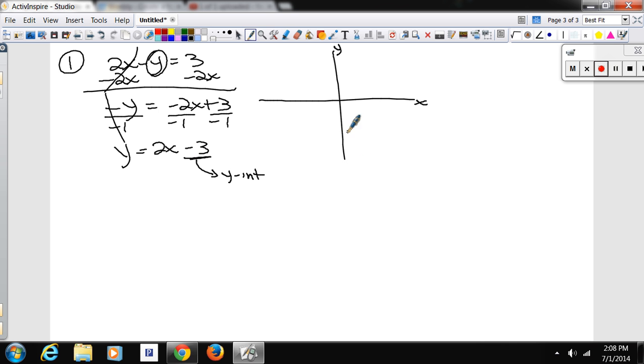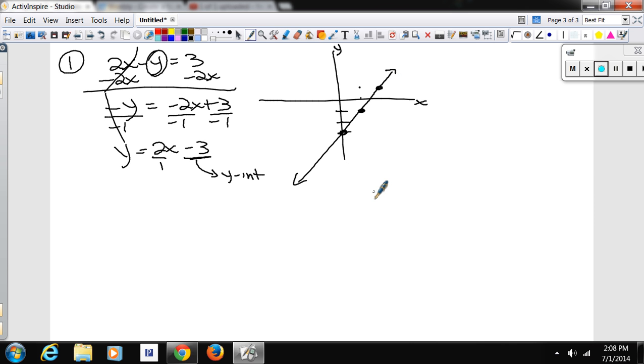There's your x and y. So negative 3 is going to be right here. Make the slope a fraction. From that point that you just made, you're going to rise 2 and run 1. So rise 2 and run 1. And you can do it twice. And those should all line up, and you'll have your graph.